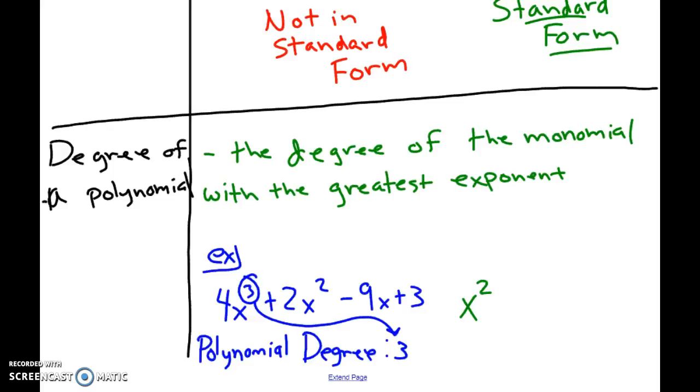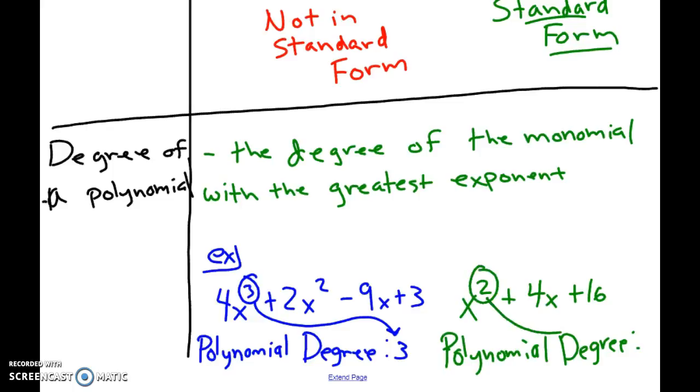So another one would be x squared plus 4x plus 16. Okay, well, polynomial degree is just the biggest one there, and that biggest exponent in this case is 2. So the polynomial degree would be 2. It's just what we call the leading exponent. The leading exponent is the biggest. That is the degree of the whole polynomial.